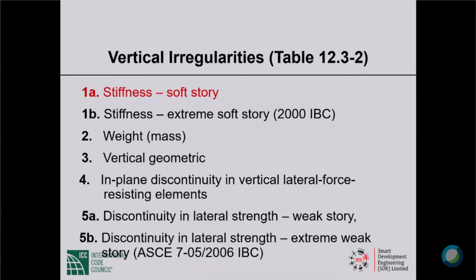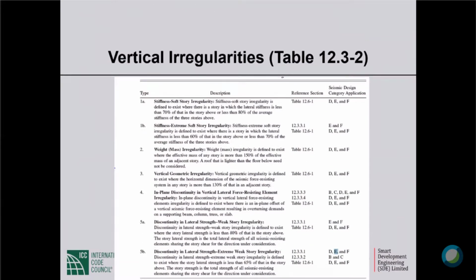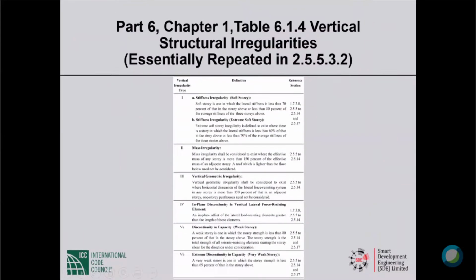Okay, vertical irregularities, stiffness. So we will take 1A first, soft story. The vertical irregularity table is in chapter 1. No, this is the ASCE 7 table. Okay, same as the horizontal table. The definitions are here. These are the sections of ASCE 7 that are invoked, and those are the applicability of those requirements: design categories D, E, and F. So this is a pretty comprehensive table. The comparable table in BNBC is in chapter 1, part 6.